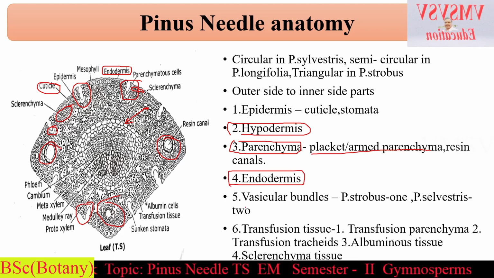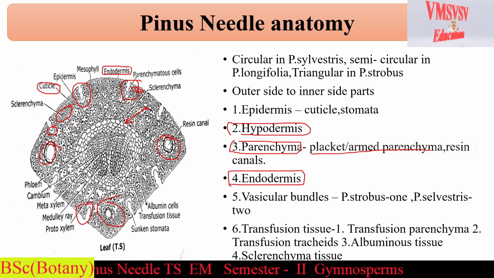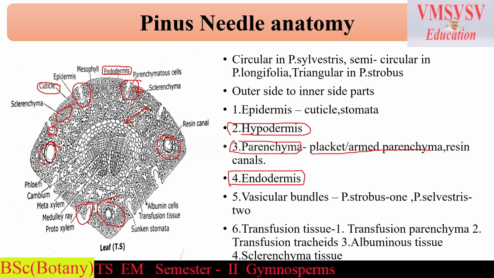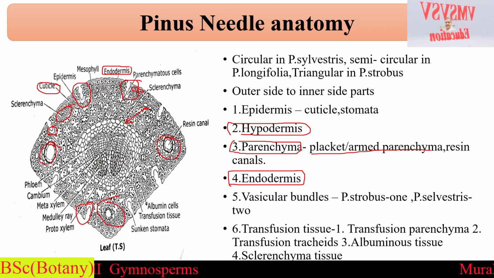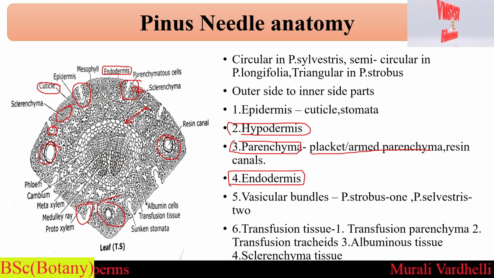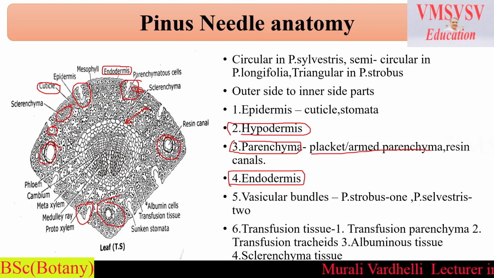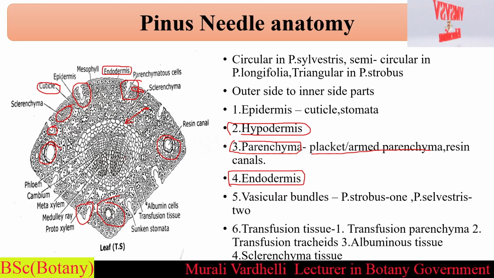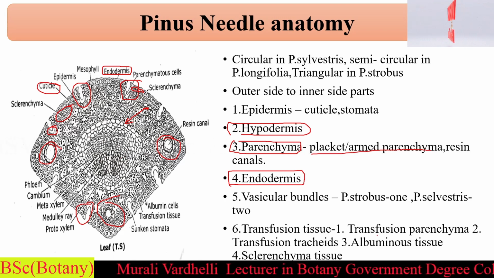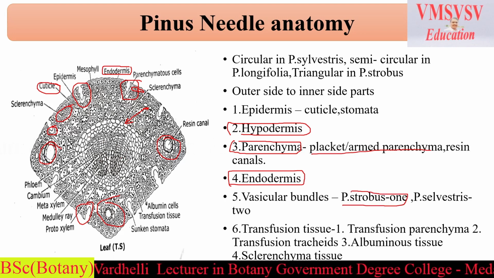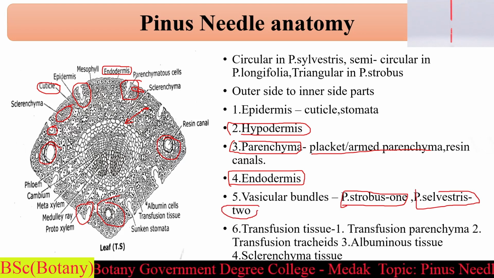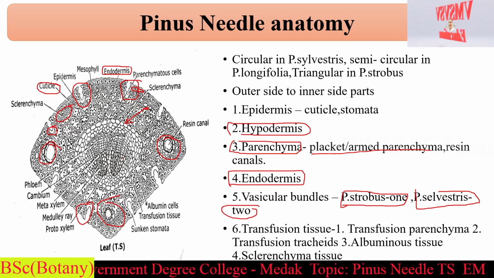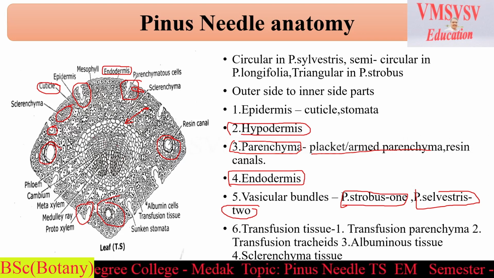Next one is the vascular bundles. How many vascular bundles are present? Actually, lateral veins are absent. Only the midvein or midrib is present. In that midrib area, one or two vascular bundles are present. In Pinus strobus, they have only one vascular bundle. In Pinus sylvestris, they have two vascular bundles. So two vascular bundles or one vascular bundle are present in this area.